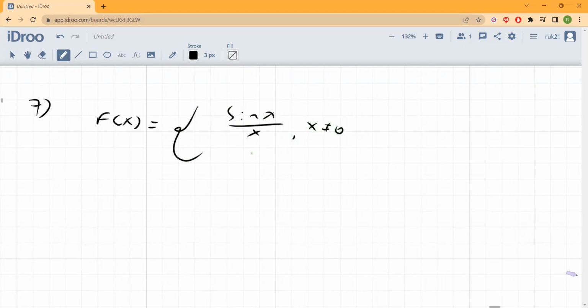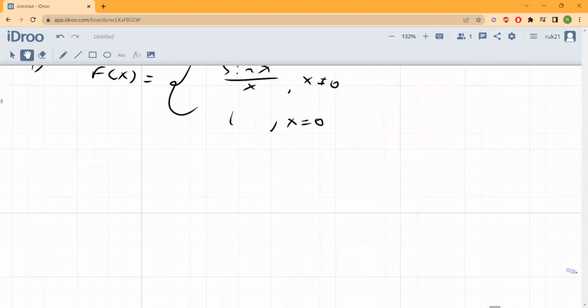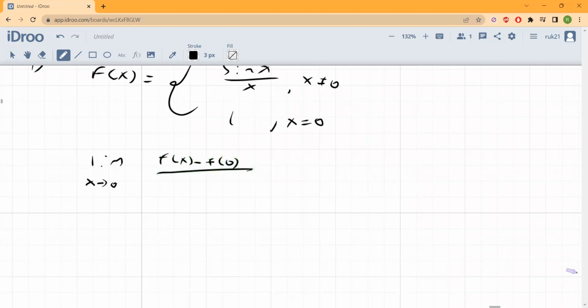and then it equals 1 when x does in fact equal 0. And so it says, show using the definition of the derivative that f is differentiable at x equals 0. So the definition of the derivative is the limit as x approaches some a, and in this case it's 0, of f at x minus f at 0 over x minus 0. And in this case, we can now try to evaluate.